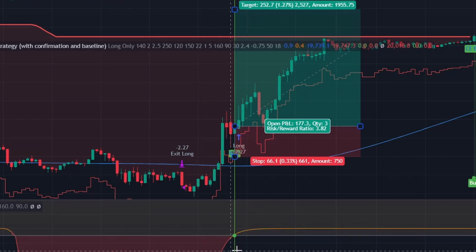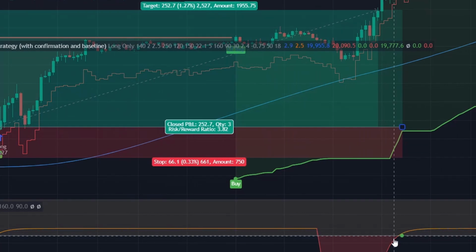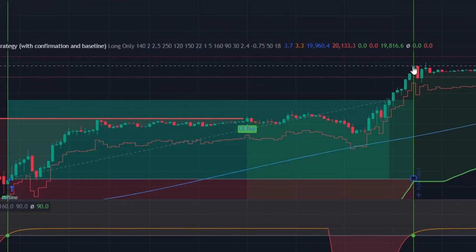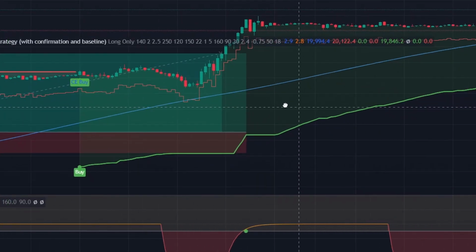Keep your eyes on the Schaff trend cycle, we are looking for a green dot. And here we have a green dot. Let's see if the other conditions are met. So price closed above the super smoother. We have the green dot, but the Fisher transform is above the 2.4 level, so this is not a valid long entry. Let's continue.